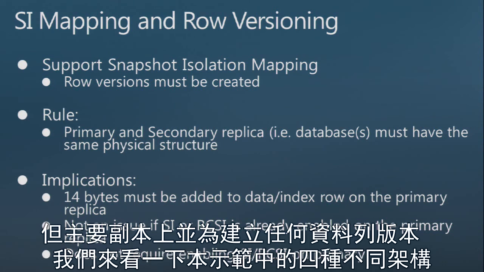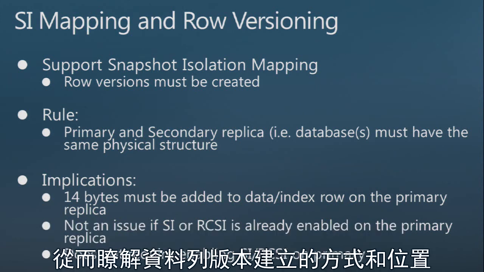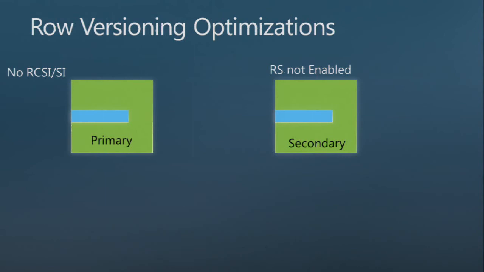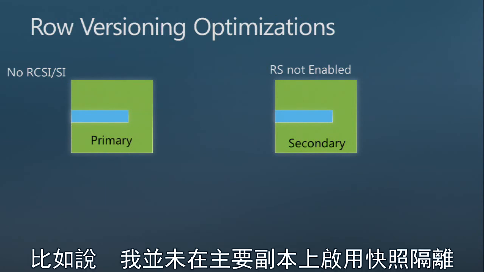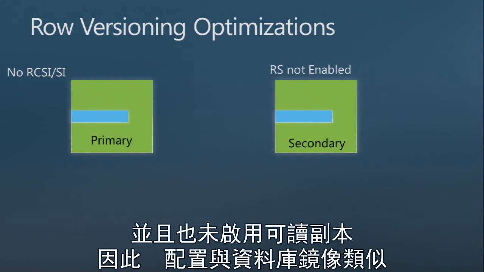So now let us look at 4 different configurations and see how the row versions are getting generated and where. In the simplest possible case, you have a primary and you have a secondary. And let's say I have not enabled snapshot isolation on the primary and the readable secondary is not enabled.